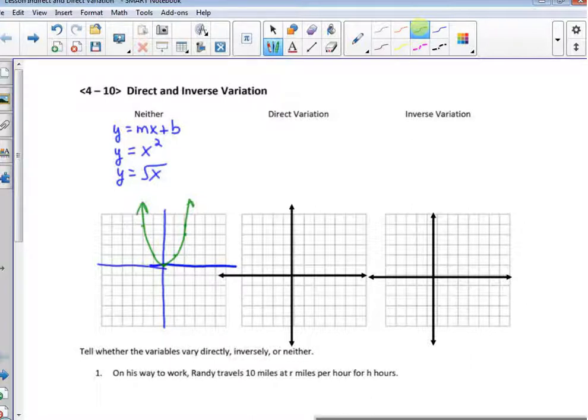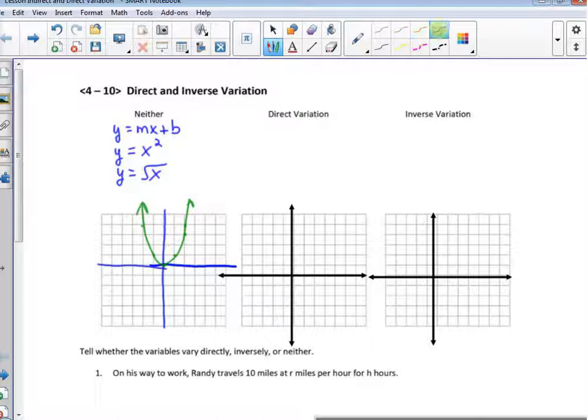Direct variation is something proportionate, like your proportions. Inverse variation is inversely related. You might see it in chemistry with Boyle's law. Anyways, back to the neither. This one is not at all going to be direct variation, and I'll show you why it's not inverse variation as we get there.